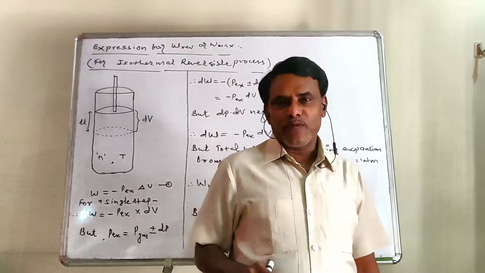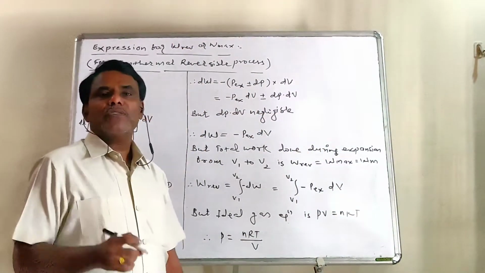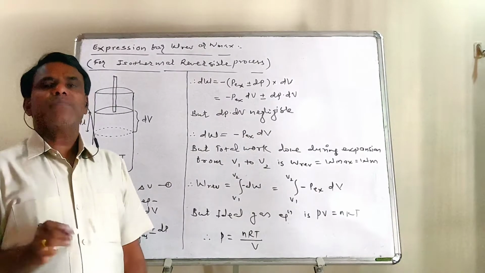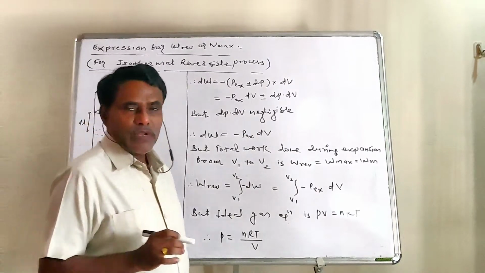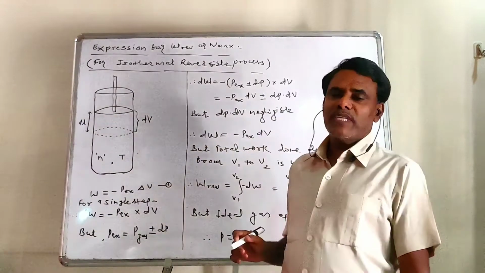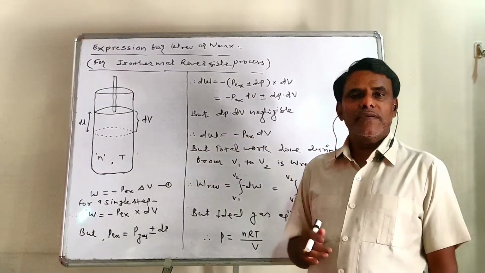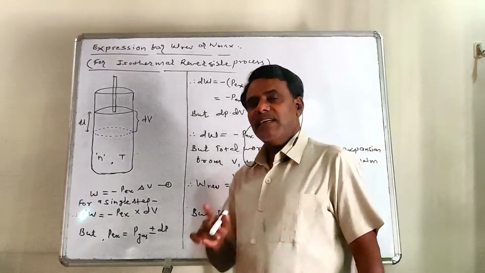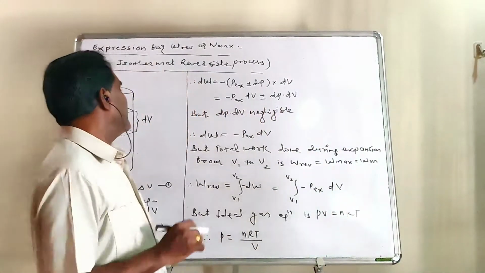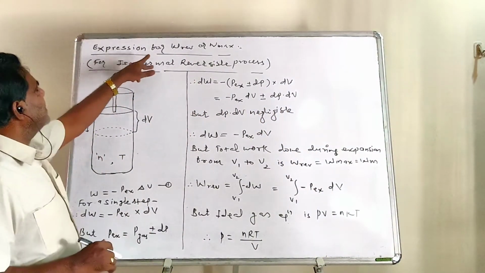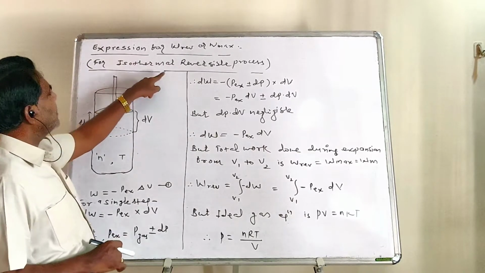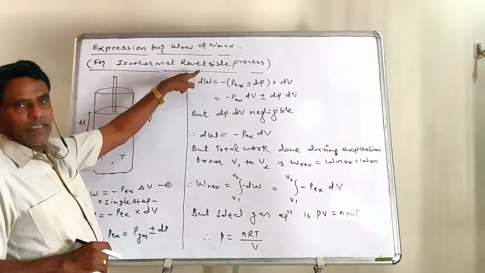Hi students, good morning. Yesterday we have seen the mathematical expression for work done during irreversible process. In that process, pressure was kept constant and the change occurred in a single step. Now we shall see the mathematical expression for work done during isothermal and reversible process.